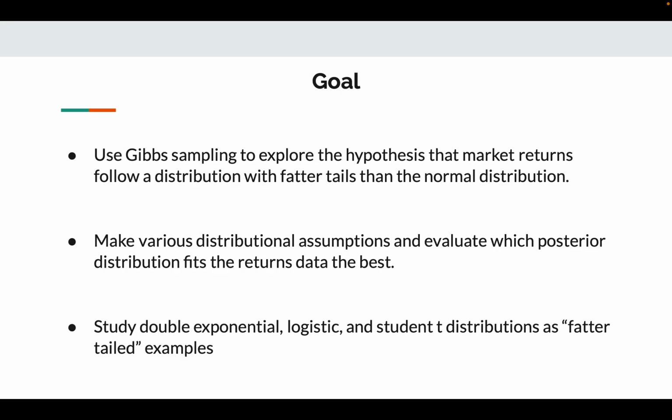So our goal with this project is really to use Gibbs sampling and JAGS to test our hypothesis that market returns follow a normal distribution versus a distribution with a fatter tail. We might expect the fatter tail distribution to fit our data better, but that will be the goal of our project. We're going to study three distributions that have fatter tails, those being the double exponential, logistic, and student t distributions.